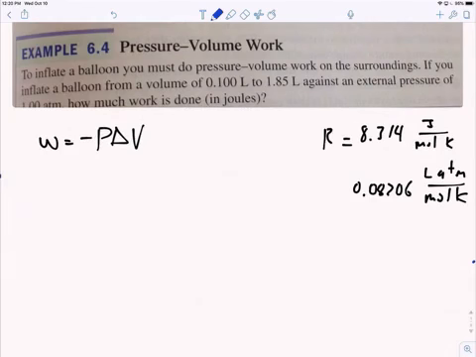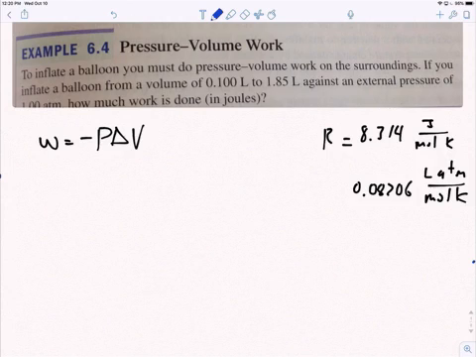Inflate a balloon, you have to do pressure volume work against the surroundings. You inflate a balloon from a volume of 0.1 liters to 1.85 liters against an external pressure of 1 atmosphere. How much work is done in joules?